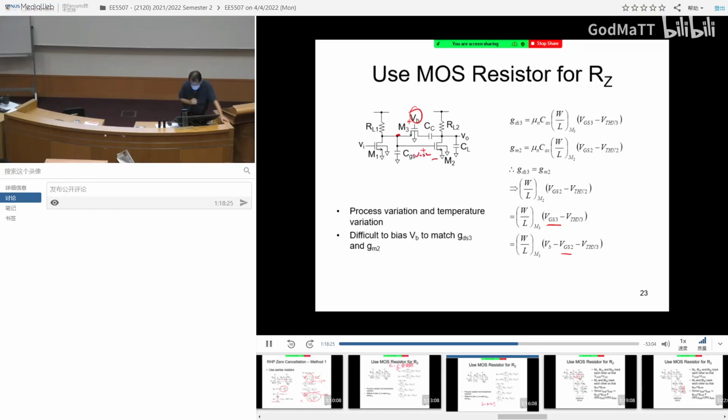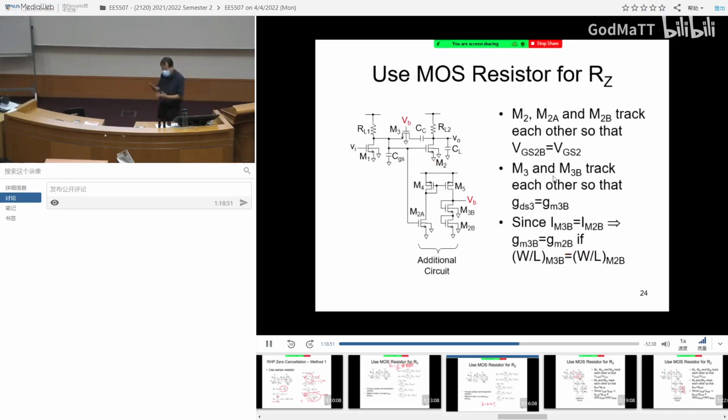Not only that, your threshold voltages, VTH N2 and VTH N3, are not the same. Because for VTH N2, you can see there is no body effect. But for VTH N3, there is actually body effect. So it seems like not that easy. Even if I try to make this circuit, it doesn't actually make GDS3 equal to GM2. But it turns out a circuit can do the trick. So here is a simple circuit to make sure this transistor tracks this transistor.